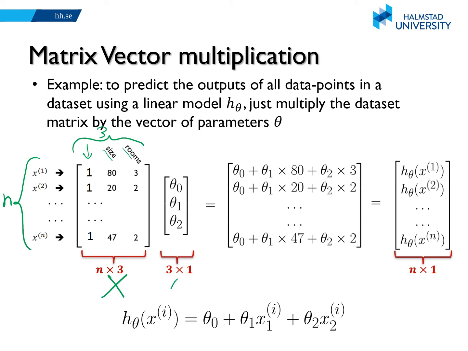And the second matrix is actually just our parameters vector theta. It is a 3 by 1 matrix because we have 3 parameters, theta 0, theta 1, and theta 2. And so the result, let us denote it by y hat, is also a matrix which has n rows and one column. So it's a vector of n values. And each of those values is actually the prediction corresponding to each of our houses.